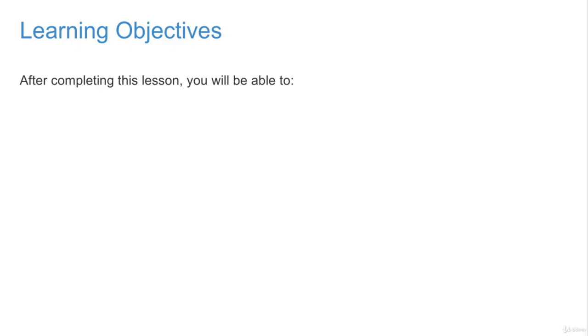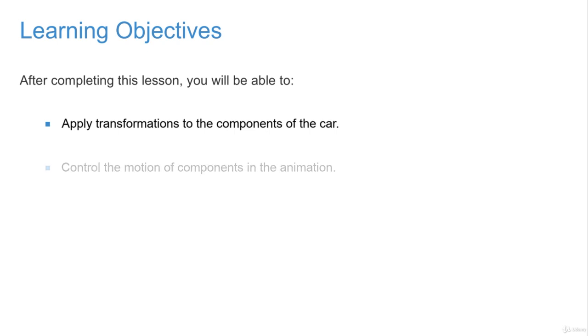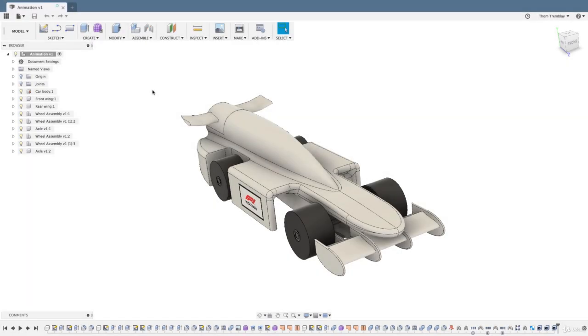After completing this lesson, you'll be able to apply transformations to components in the car, control the motion of components in the animation, and preview the animation. For this lesson, use the Create New Design from File and select the F1 Car Animation Fusion Archive file. Then, save it to your active project.